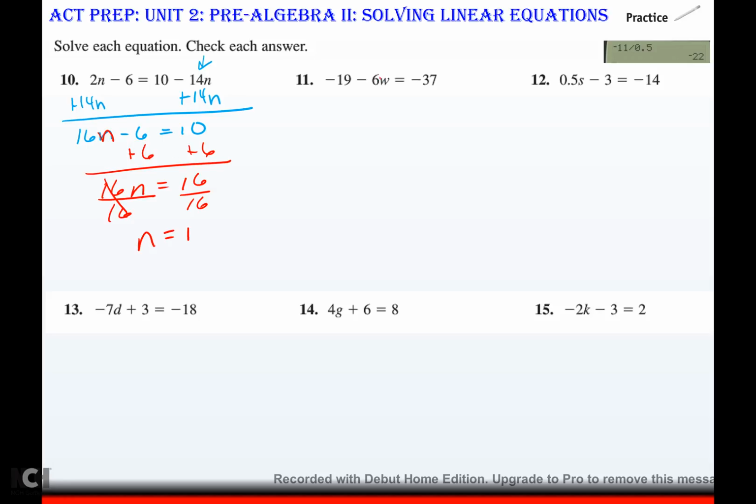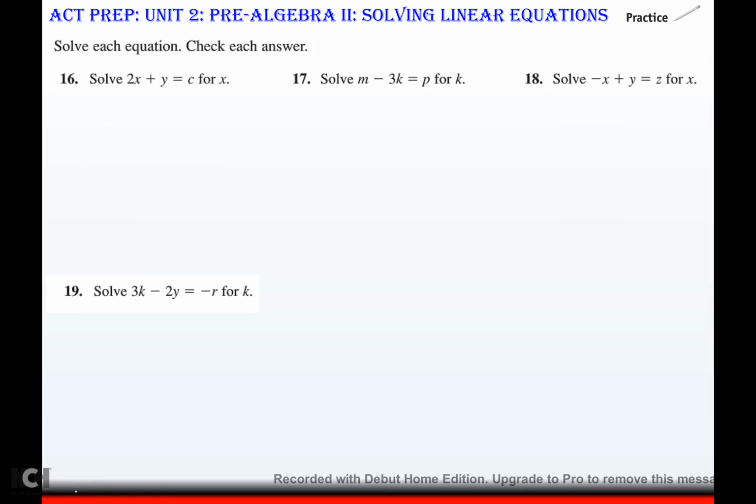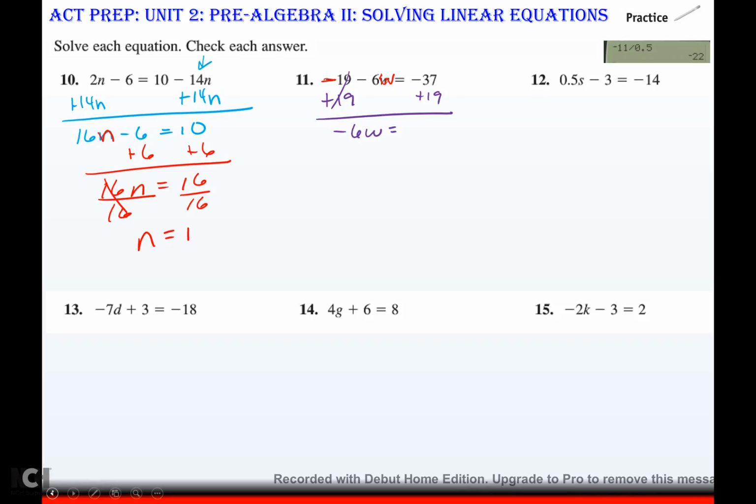Okay, you got your w right there. They're subtracting 19 and multiplying by negative 6. So I've got to undo the subtraction first with addition. I get negative 6w equals negative 37 plus 19. I get negative 18. Divide by negative 6, and I get w equals 3.